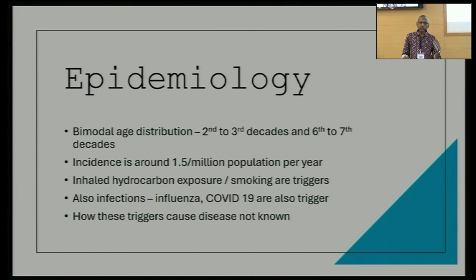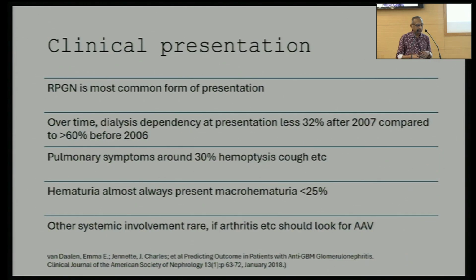But infections like influenza and COVID-19 have also been known to trigger anti-GBM disease in the kidneys and the lungs. So why this happens with these, we don't know. There are so many other lung infections that do not precipitate it, but these two happen to. So that's the problem with understanding the epidemiology behind this, and because the disease is rare, it's difficult to study.